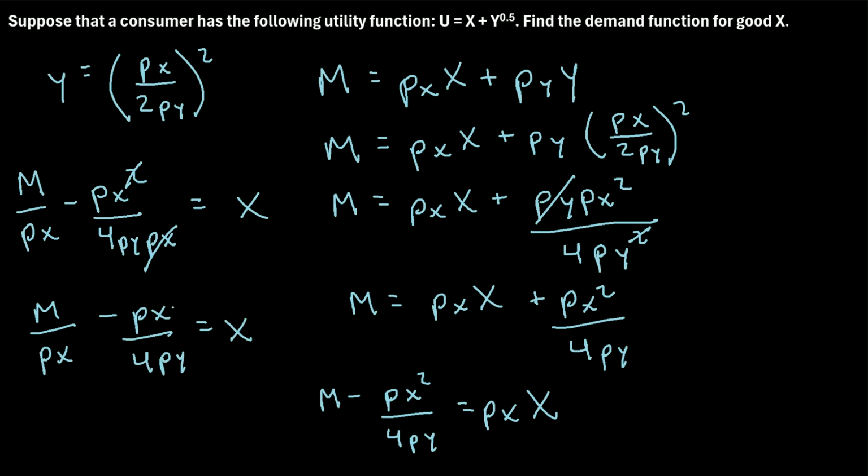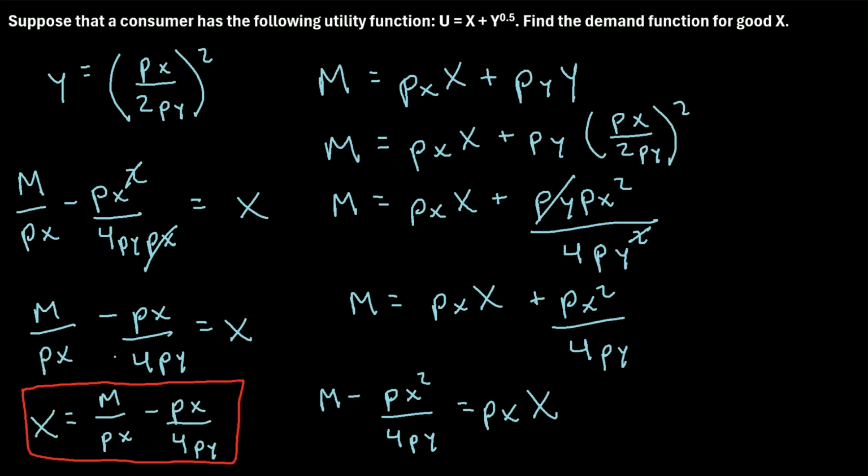I'm going to rewrite this with x on the left-hand side. So here's our final demand function for good x. We say that the quantity demanded of good x is equal to M, the total budget of the consumer, divided by the price of x, minus the price of x divided by 4 times the price of y. So it is a messy solution, but that is the answer for the demand function for good x.